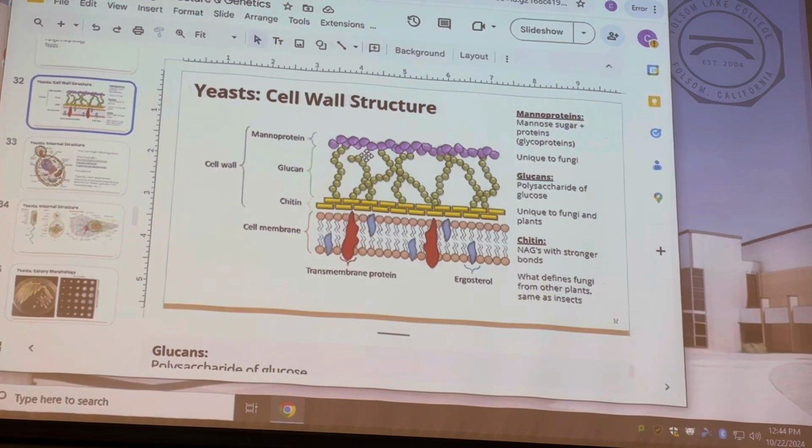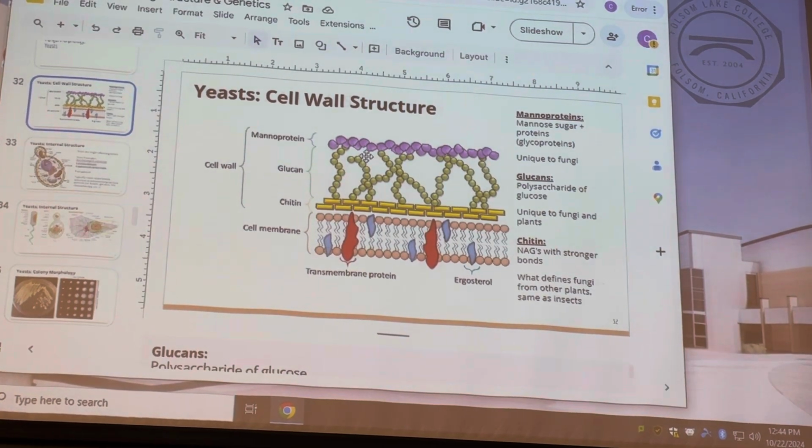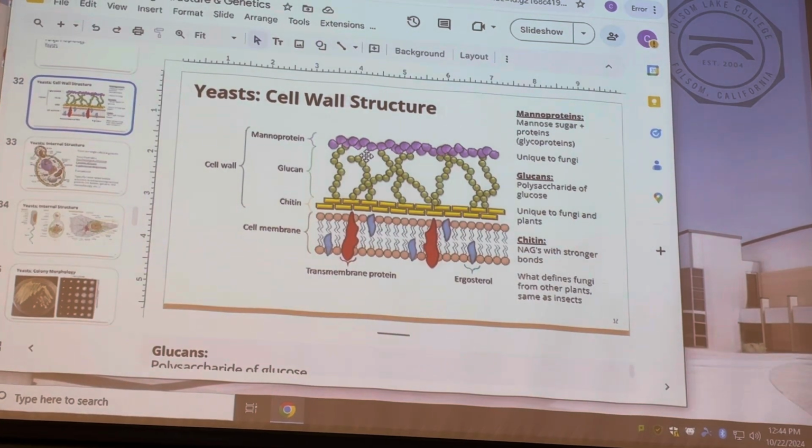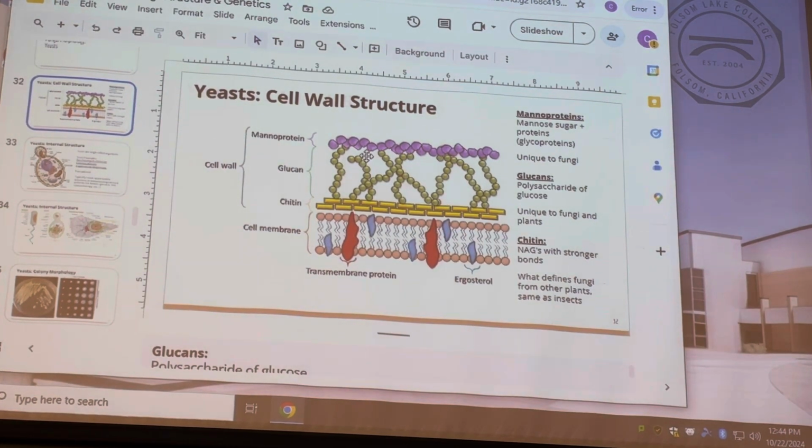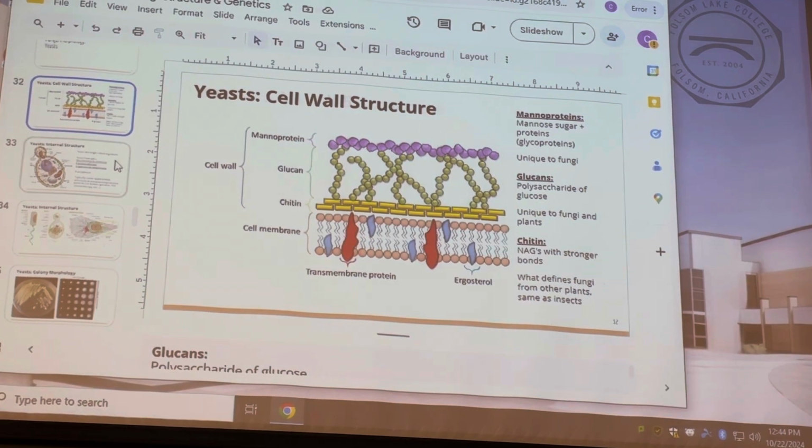So here is this inner membrane. Here is this inner cytoplasmic membrane. And in this cytoplasmic membrane, they have what's called ergosterol, which is very similar to our cholesterol. It is unique to fungi, to all fungi, molds and yeasts, but it's similar to ours. So here's mannoproteins, here's glucans, here's chitin.